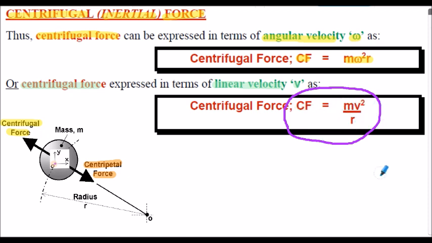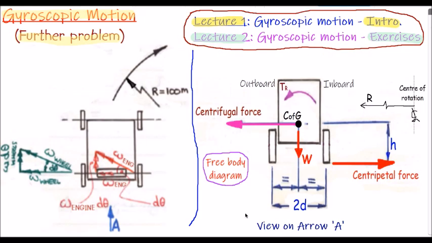The force is equal to mv squared upon r. M is mass, v is linear velocity, and r will be the radius of the curved bend in this particular problem. So the sketches shown here on this first slide will form part of the analysis we're now going to consider. So let's now review this further problem.